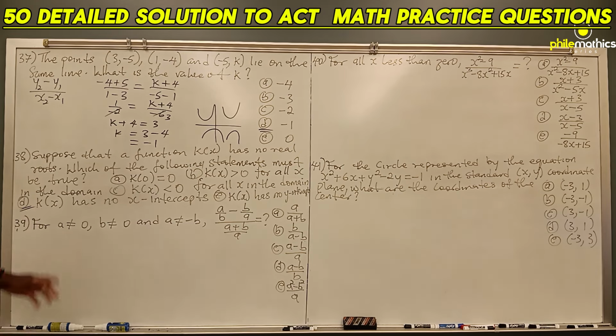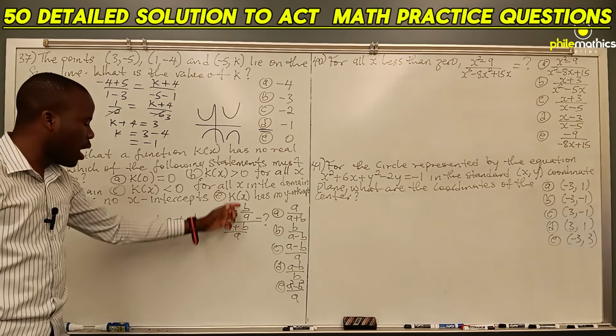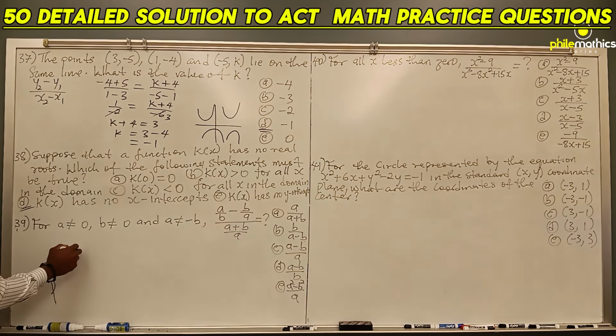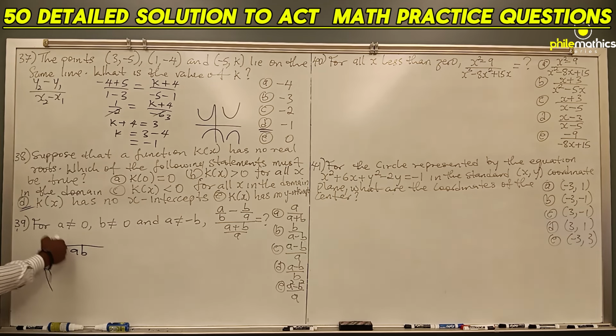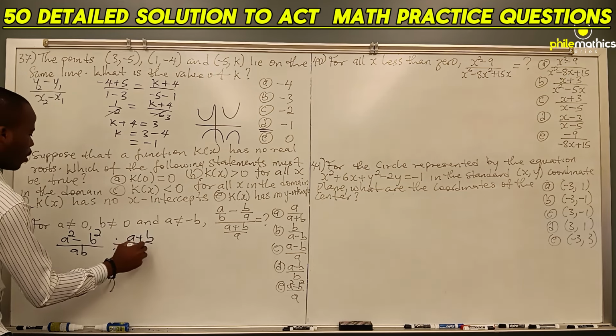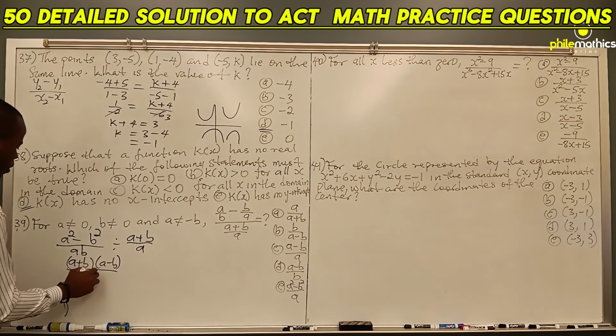That's the correct one. If a is not equal to 0, b is not equal to 0, and a is not equal to minus b, how do we simplify this? So the LCM is ab. b into ab is a, times a is a squared, minus a into ab is b, times b is b squared, divided by a plus b over a. This is a difference of two squares, so we can factorize it as a plus b, a minus b over ab.